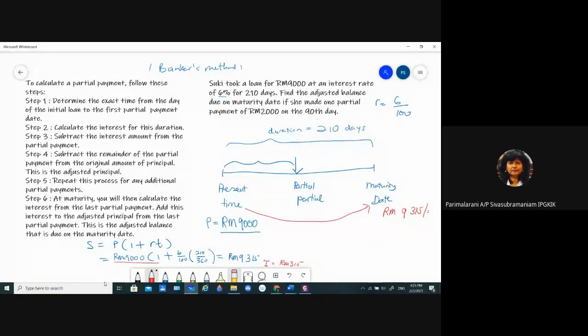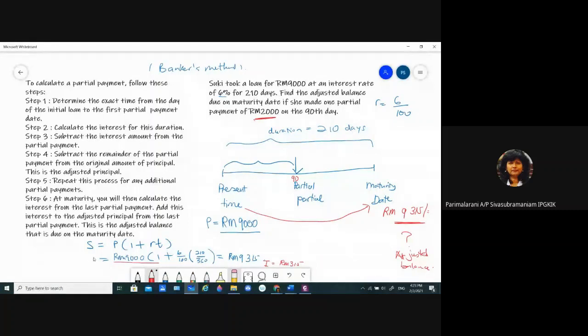But Suki wants to make a partial payment. That means she wants to pay 2,000 ringgit on the 90th day. That means from here to here, 90th day. She got extra money here. She wants to settle it a bit. So now we want to find the adjusted balance due on maturity date. If she makes a payment here, this one will change. So when it changes, we call this the adjusted balance. We want to find the new balance here.